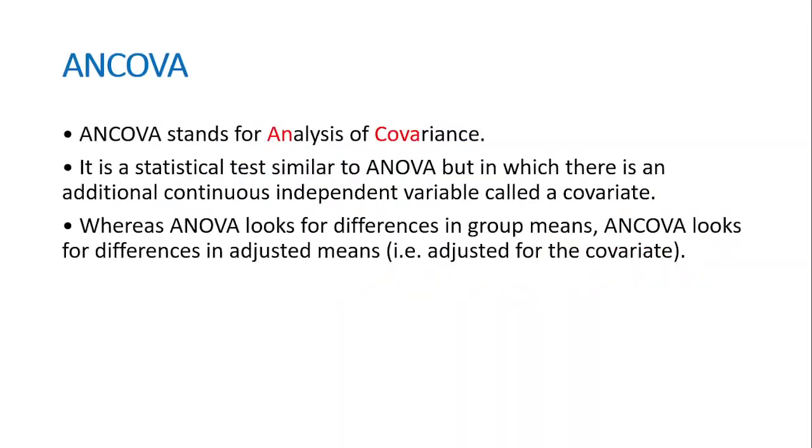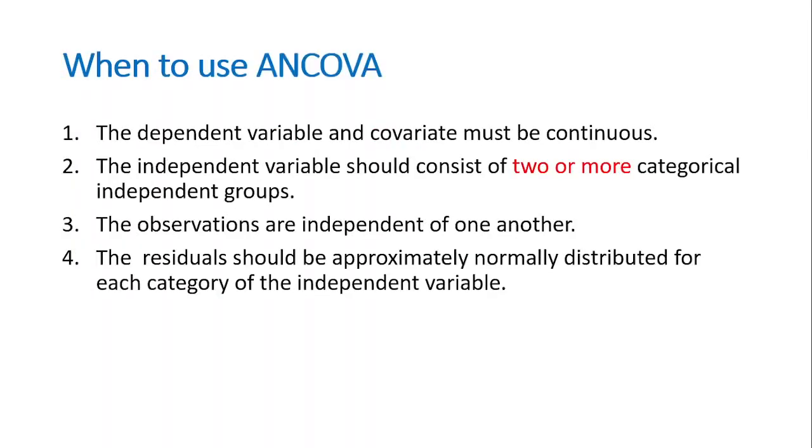ANCOVA stands for analysis of covariance. It is a statistical test similar to ANOVA, but in which there is an additional continuous independent variable called a covariate. Whereas ANOVA looks for differences in group means, ANCOVA looks for differences in adjusted means, that is, adjusted for the covariate. When to use ANCOVA?